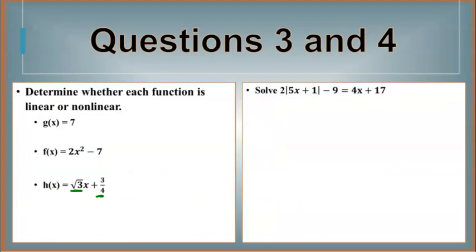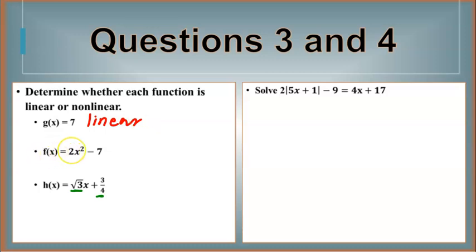Question 3. Determine whether each function is linear or nonlinear. So if it's linear, it could be written in y equals mx plus b format. Nonlinear means they would have some exponents involved, or there's an x in the denominator of a fraction. So this first one, g of x equaling 7, would be linear because this would be a horizontal line. So we would call this one linear.